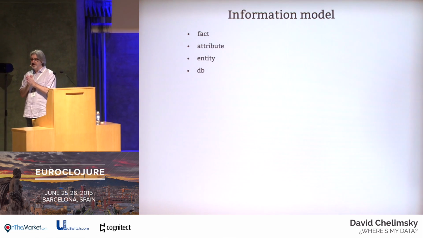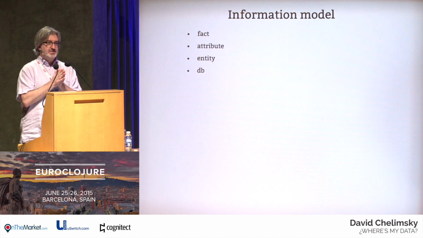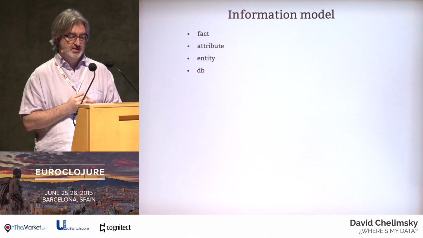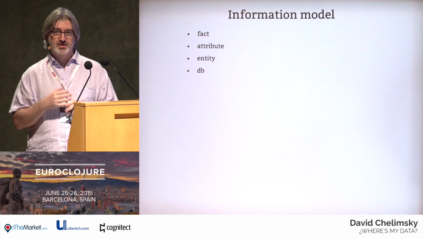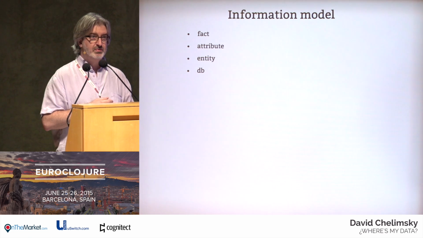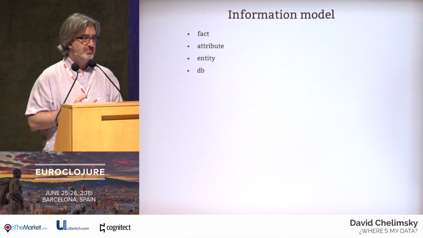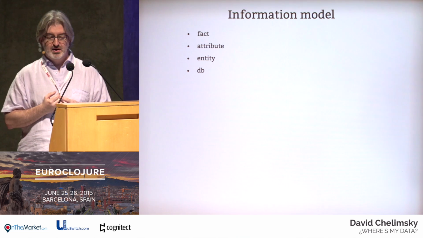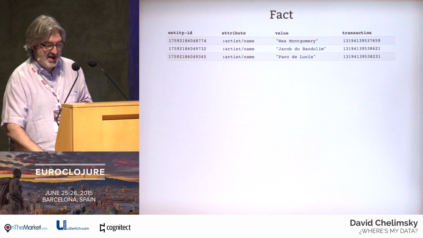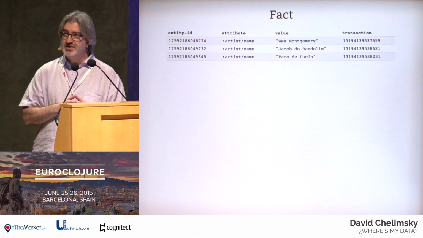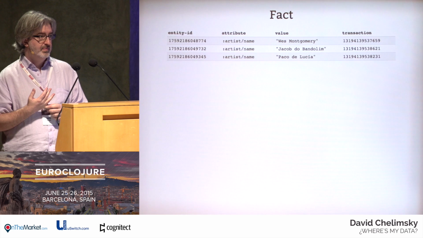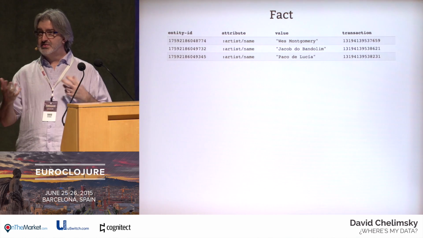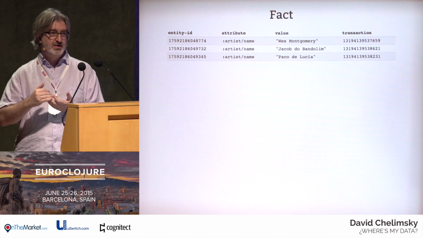So the information model. Datomic's information model is very simple. It has very small building blocks. We have a fact. I'm going to explain what all these things are for those of you who haven't seen it before. An attribute, an entity, and then the idea of an immutable database. And so a fact is a combination of entity ID, attribute, and a value for that attribute, and then the transaction when that fact was asserted into the database.